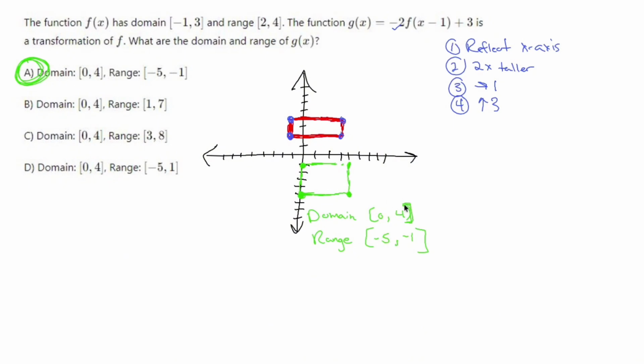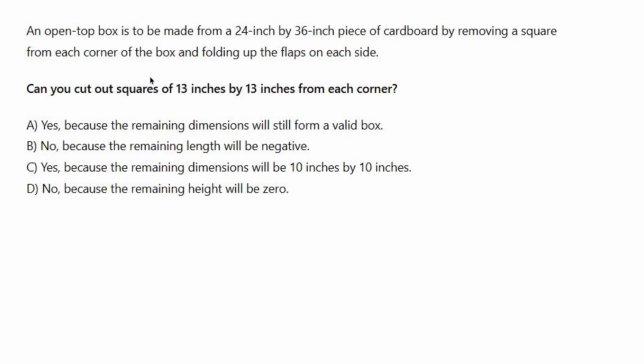Terrible, terrible, awful, gross problem, but that's how you do it. An open top box is to be made from a 24-inch by 36-inch piece of cardboard by removing a square from each corner of the box and folding the flaps on each side.